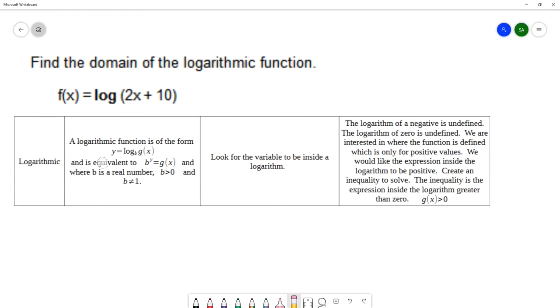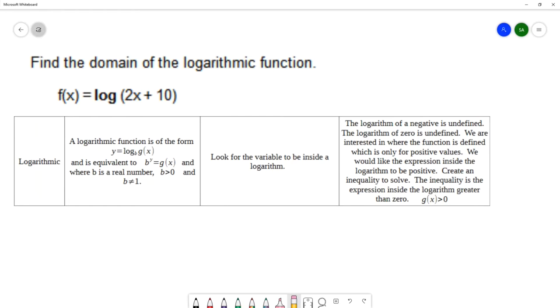and it is equivalent to this exponential expression. Logs and exponents are inverse operations of each other, so there's an equivalence between these two, and this is that equivalence. So you'll notice that the base of the log is the same as the base of the exponential. The log equals y, and y is in the exponent. So a logarithmic expression is really an exponent. And then this exponential expression equals g of x, and that is the expression we have inside the logarithm.